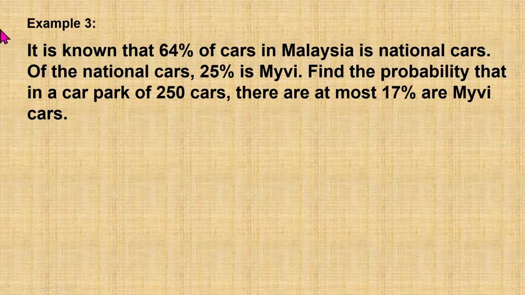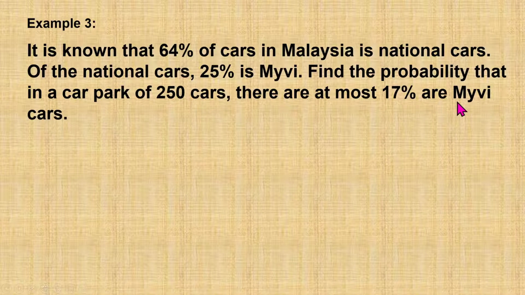Next example. It is known that 64% of cars in Malaysia are national cars. Of the national cars, 25% are Myvi. Find the probability that in a car park of 250 cars, at most 17% are Myvi cars. So in this question, even though we are given the proportion of national cars, our target is the Myvi car. So the population is Myvi cars.